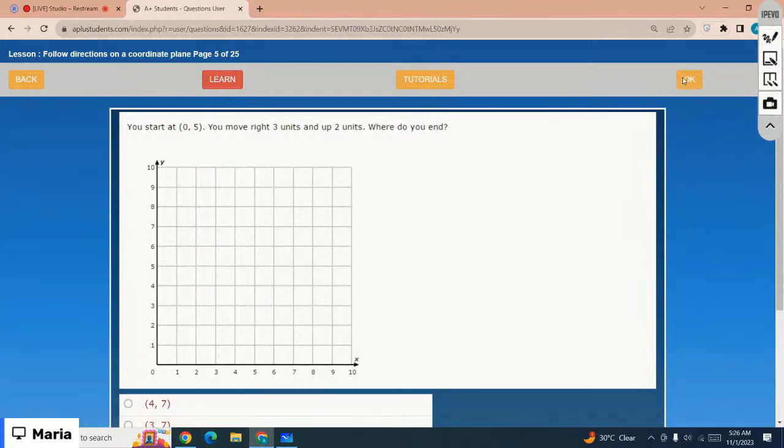Okay, you start at 0, 5, you move right 3 units and up 2 units. So which is the correct option?